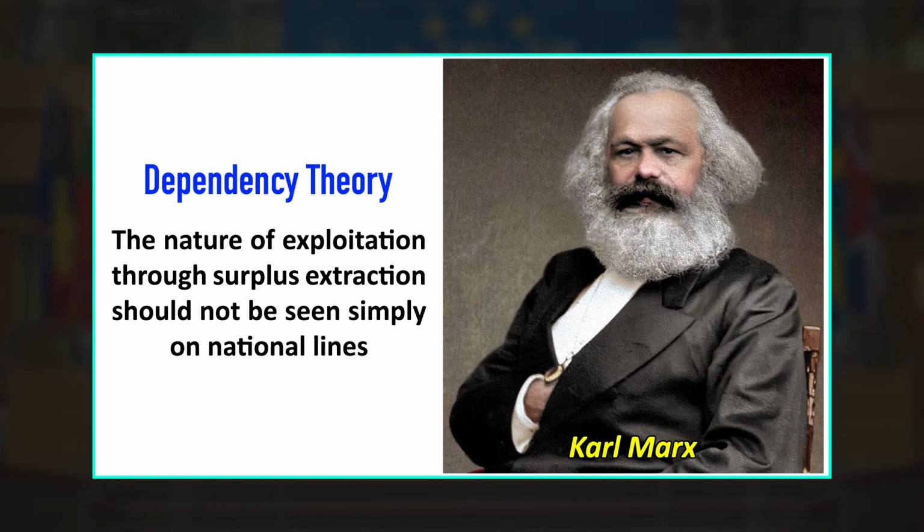The Marxist critique of the dependency theory, however, pointed out that the nature of exploitation through surplus extraction should not be seen simply on national lines. Instead, it must be looked at as part of a more complex pattern of alliances between the metropolitan bourgeois of the core and the indigenous bourgeois of the periphery or the satellite, as they operate in a worldwide capitalist system.